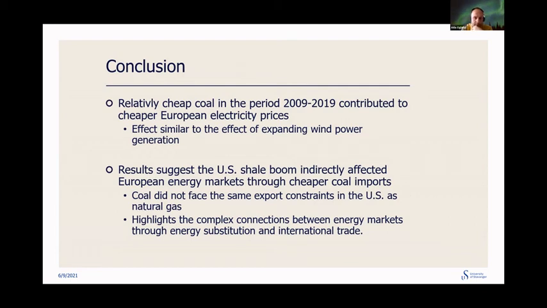So I think the takeaway here is that energy markets are complex, and even though the shale boom didn't really affect European natural gas prices, it could likely have affected European electricity markets through the coal channel, which was not restricted in the US to the same degree as natural gas exports were. So this highlights the complex connections that can be seen in energy markets through substitution, such as in electricity generation, combined with international trade.